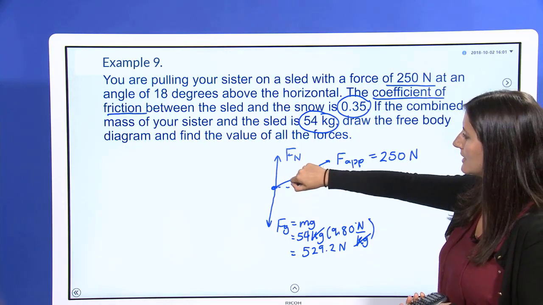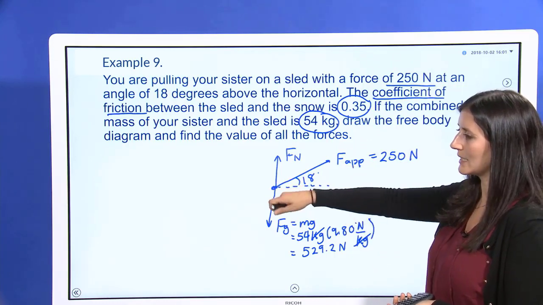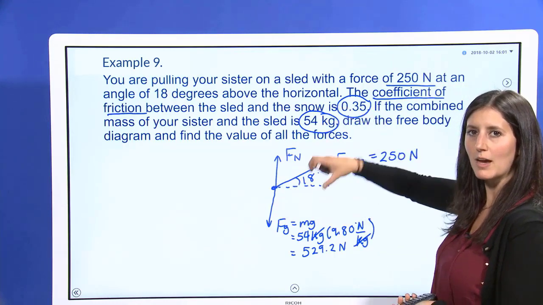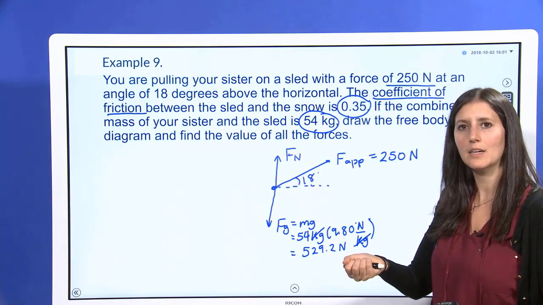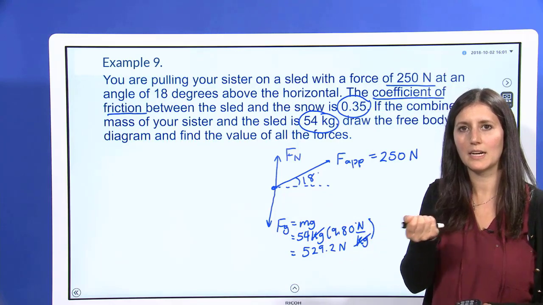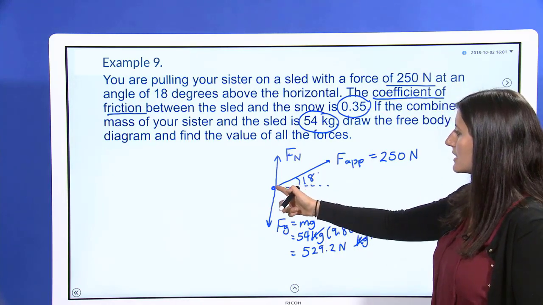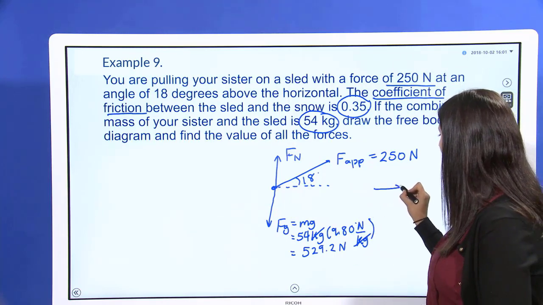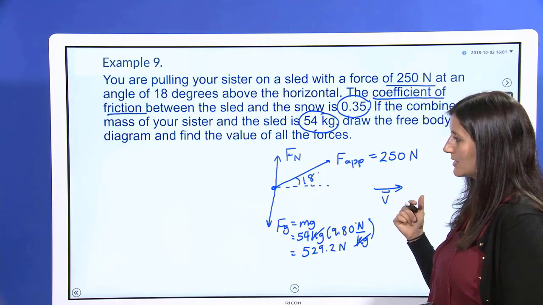So I'm pulling my sister at this angle. She's coming towards me, okay? When you pull a sled, the sled doesn't lift off the ground. The sled is sliding across the ground. Just like when you pull on the handle of a wagon at an angle, but the wagon moves horizontally. So the sled is moving in this direction. This is the velocity of the sled, moving to the right in this case.